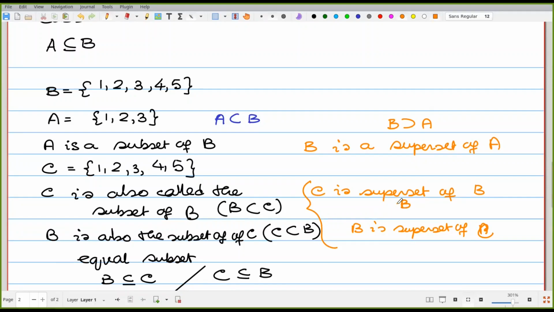So B is the superset of C, and, no, in that case C is the superset. So it must be C is the superset of B, and here B is the superset of C. When that type of supersets are happening, we can also simply say both are equal sets. B is equal to C because all the elements are the same. So that is the concept of subset and superset.